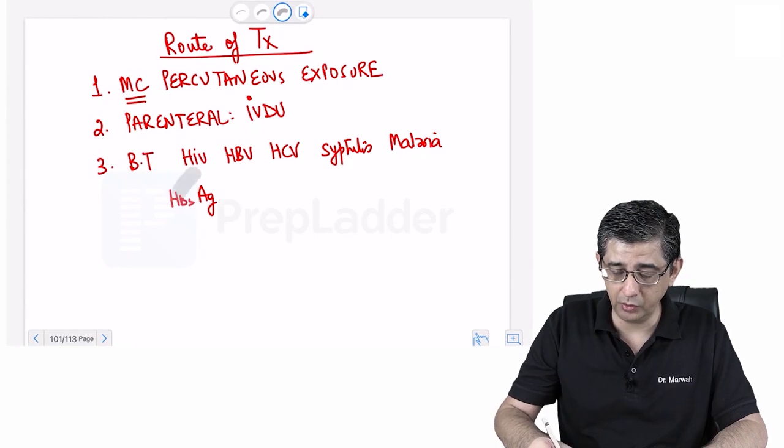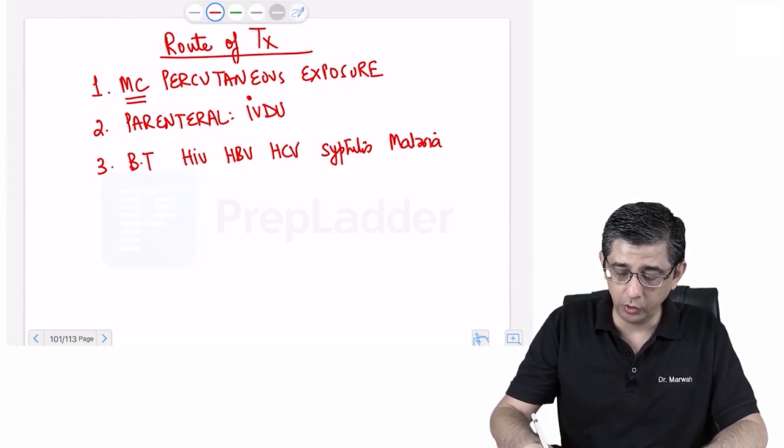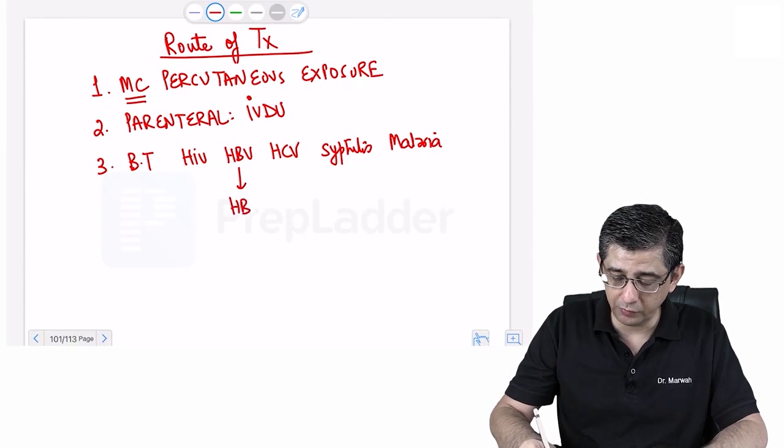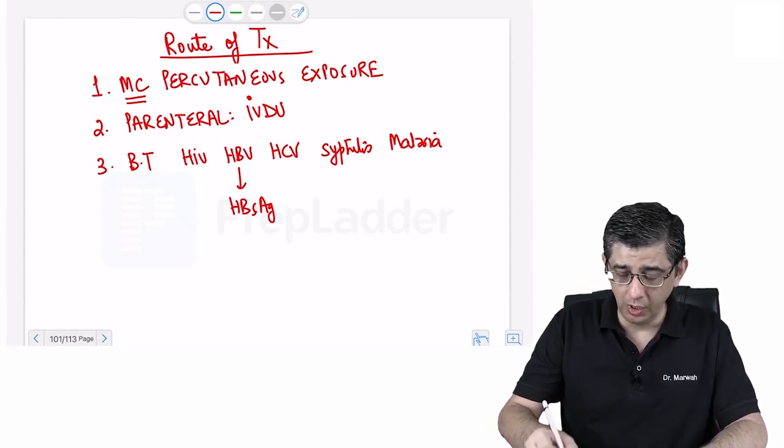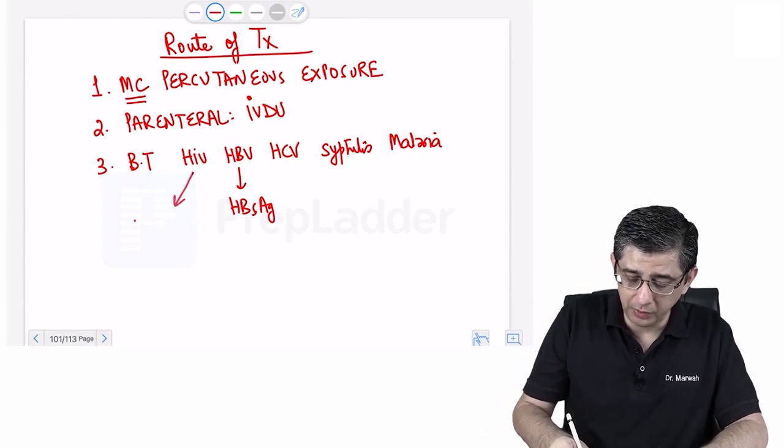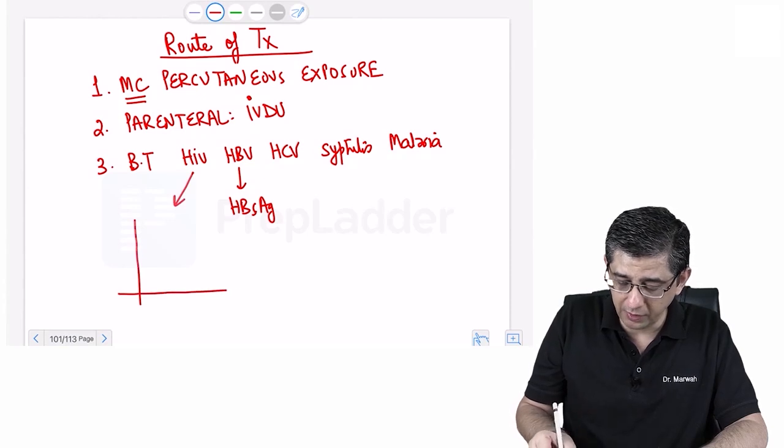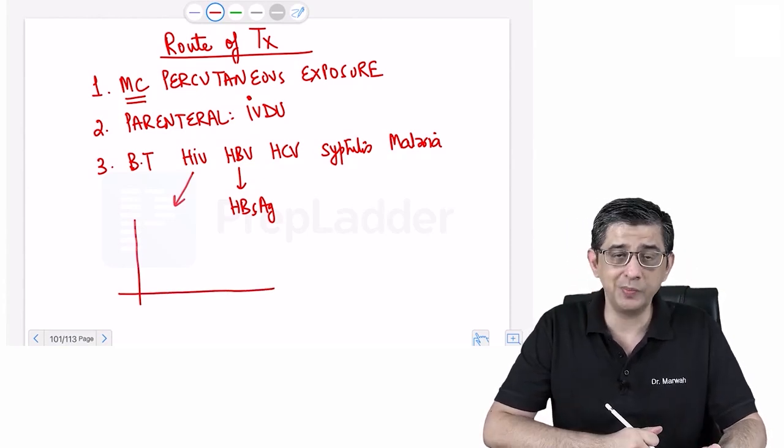surface antigen when it comes to hepatitis B. And we also need to test the blood for HIV. So obviously we will be doing a 4th generation ELISA. So we will be able to pick up the HIV infection if the person has HIV virus present in the blood.